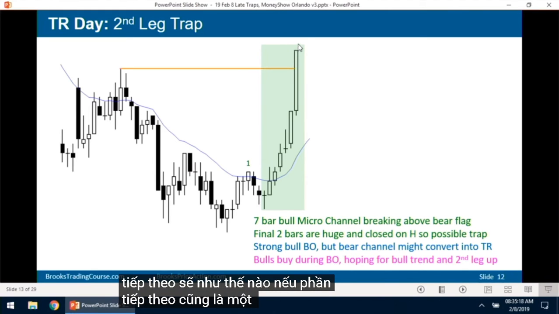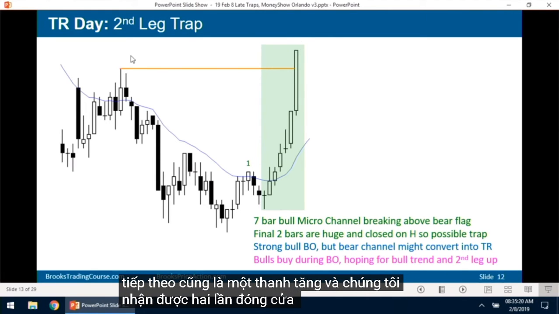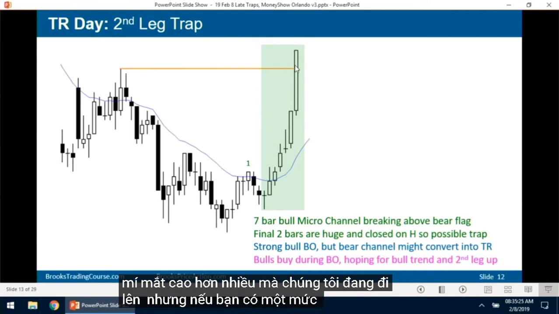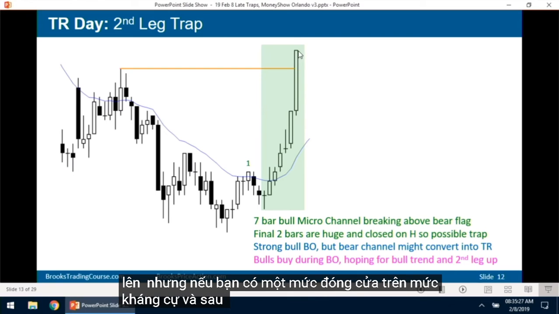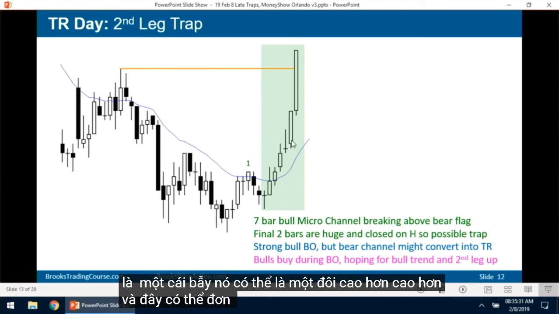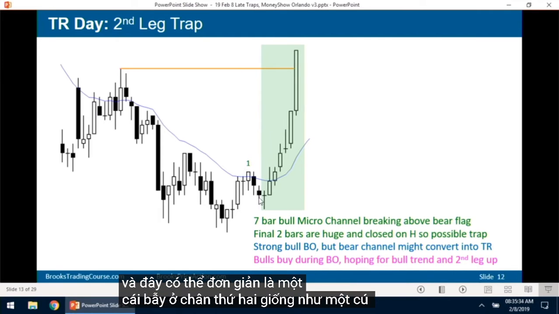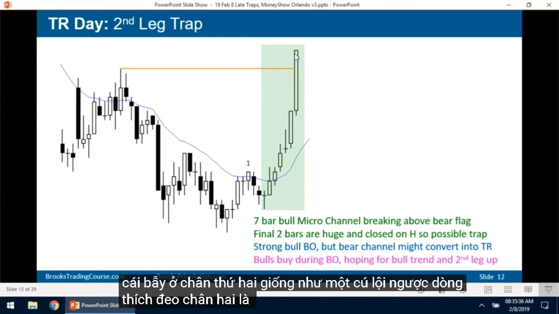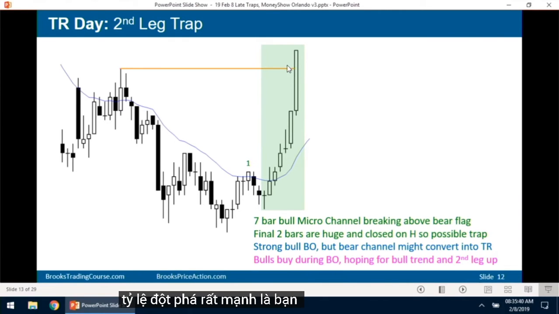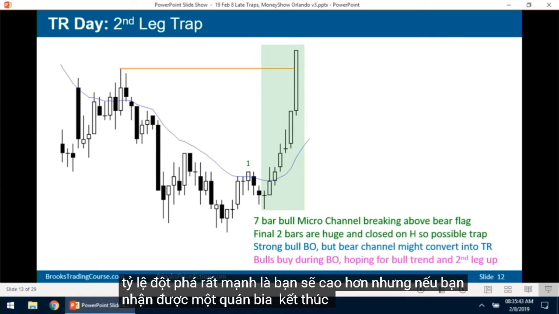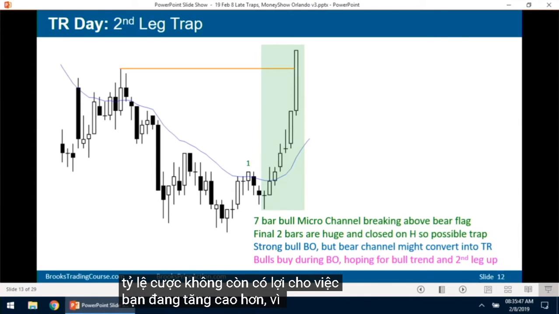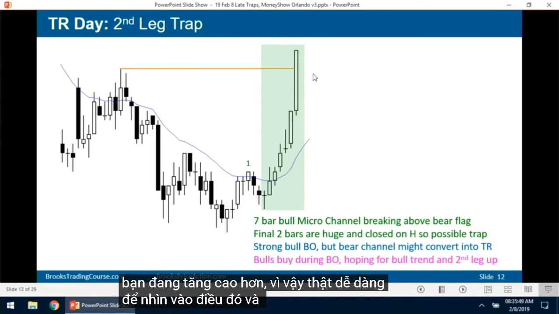If the follow-through is also a bull bar and we get 2 closes above resistance, the odds are much higher that we're going up. But if you have 1 close above resistance and then a bear bar, it could be a trap. It could be a higher high double top, and this could be simply a second leg trap. Leg 1, pullback, leg 2, where leg 2 is a breakout, and it's a very strong breakout, odds are you're going higher. But if you get a bear bar closing on its low, the odds no longer favor the market going higher.